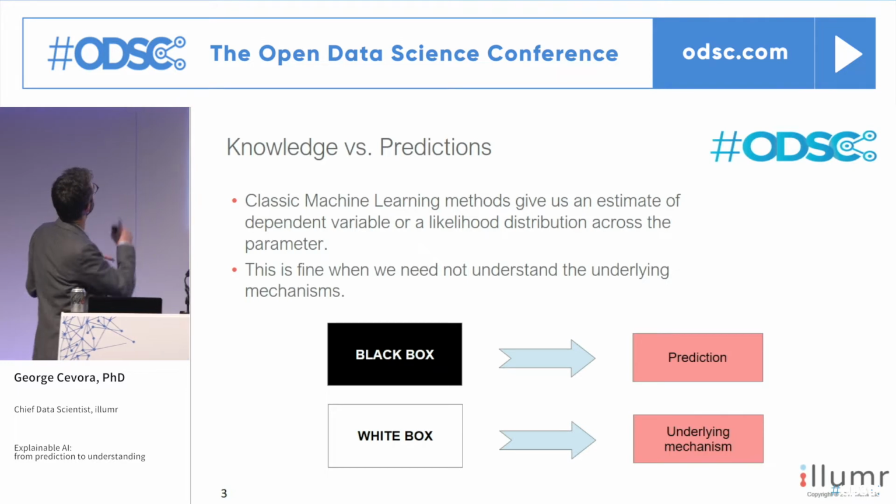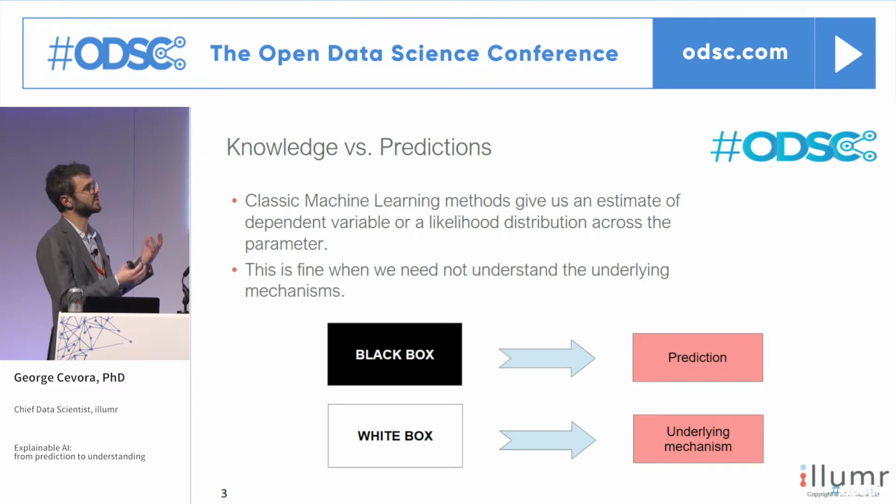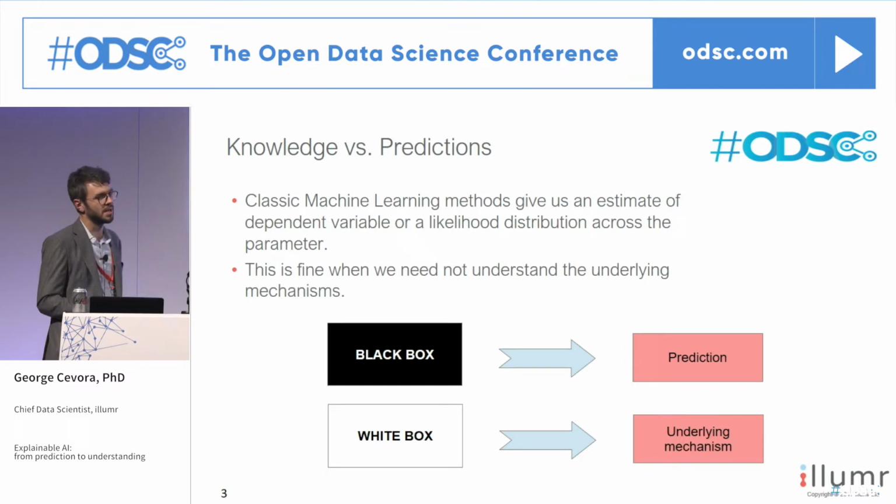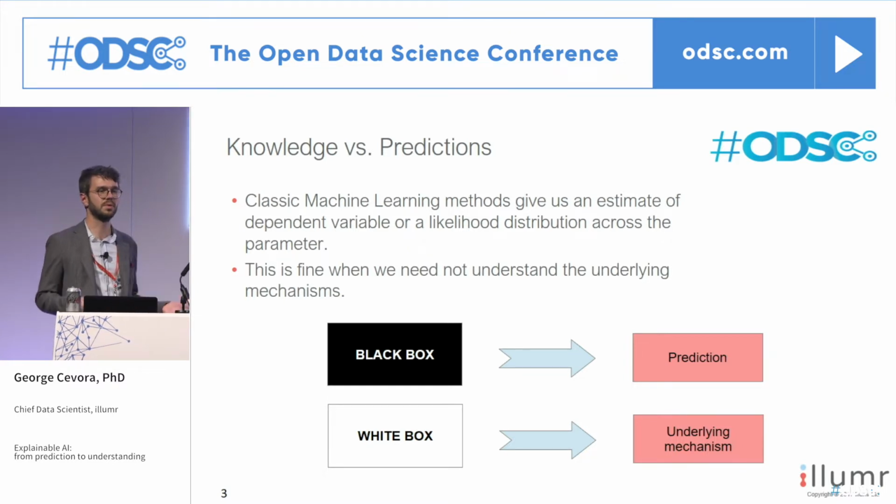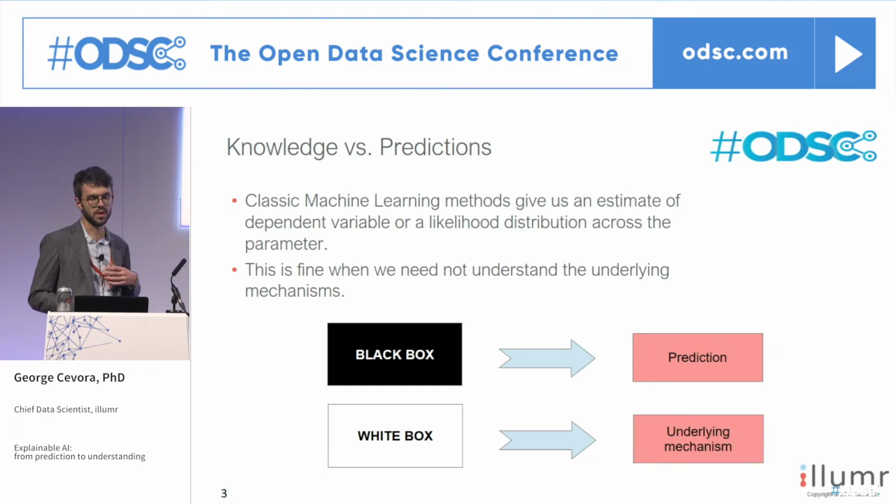As I put down there, classic machine learning models are often called black box because you don't see inside, it just throws numbers at you and they give you a prediction. We often call explainable AI white box systems, just because it's a contrast to black box, really. But the idea is that what you get out of it is some sort of underlying mechanism that is driving your data.